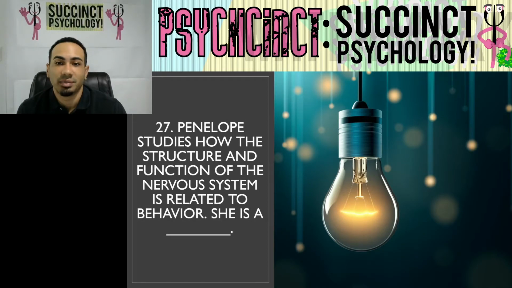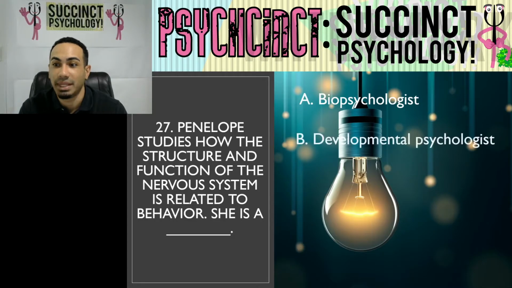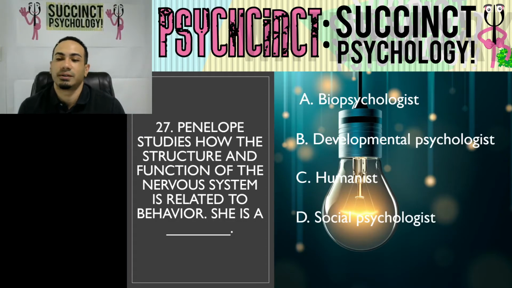Alright. Penelope studies how the structure and function of the nervous system is related to behavior. She is a: A, biopsychologist, B, developmental psychologist, C, humanist, or D, social psychologist.